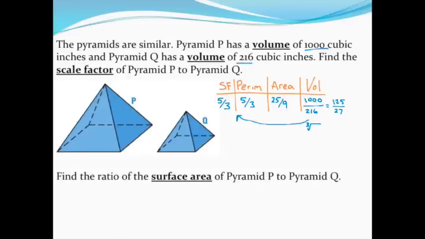So let's go back and see what the question was. They asked me to find the scale factor of P to Q. Well, guess what? We already did that. In our chart, we know the scale factor between the two pyramids is going to be 5 to 3. The ratio between their sides is 5/3.